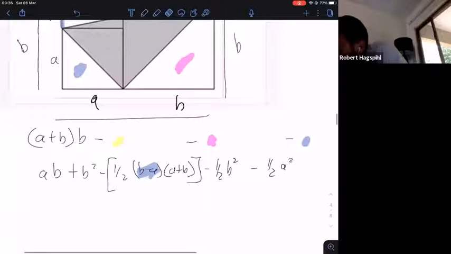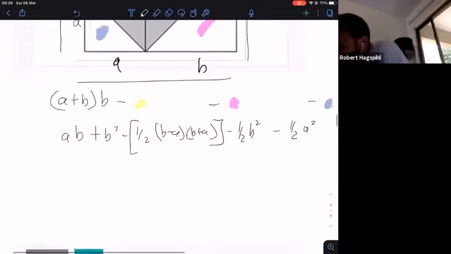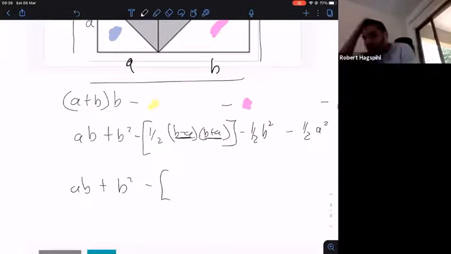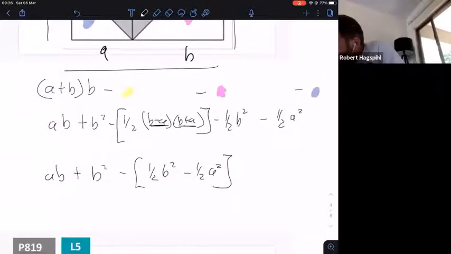Actually, for this, instead of doing a plus b, I'm going to do b plus a. So I'm going to get ab plus b squared minus... and is everybody with me that this is a difference of two squares? When I multiply it out, I'm going to get b squared minus a squared. So I'm going to get a half b squared minus a half a squared. All right. And then I'm going to get minus a half b squared minus a half a squared.